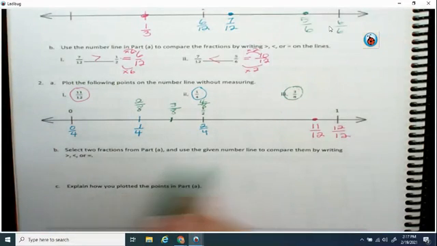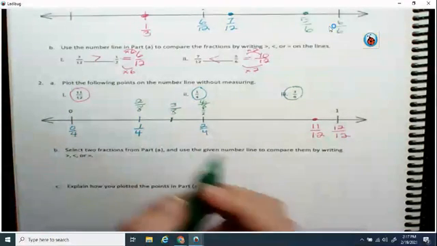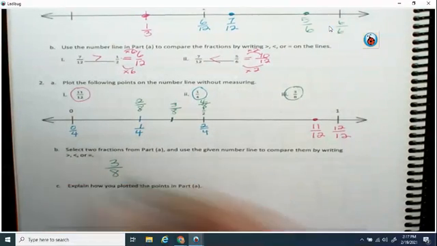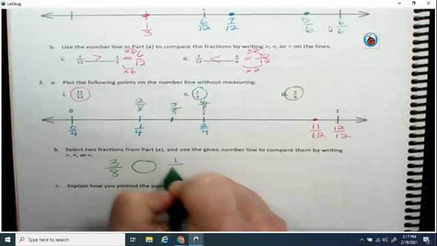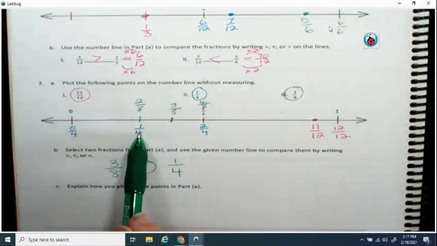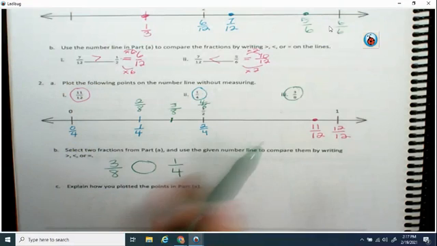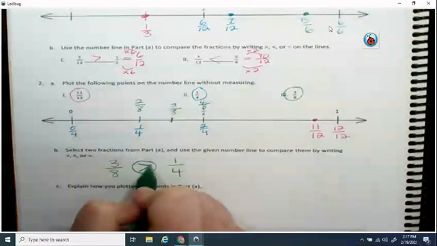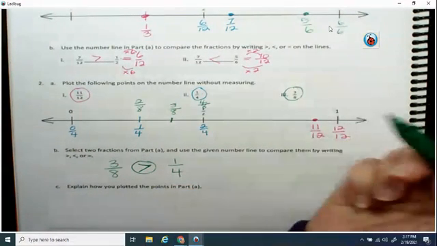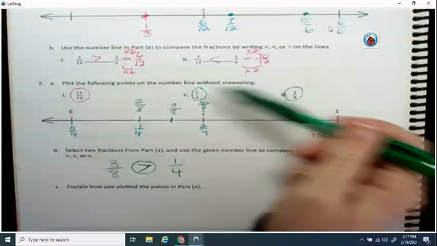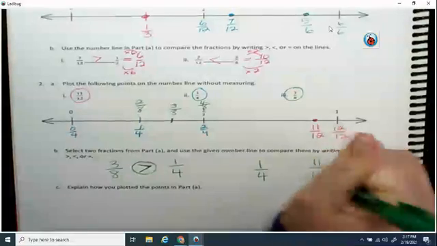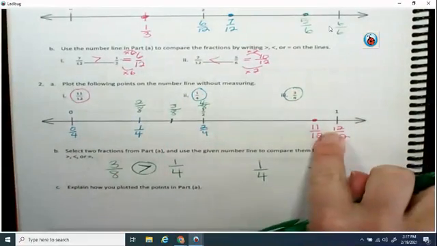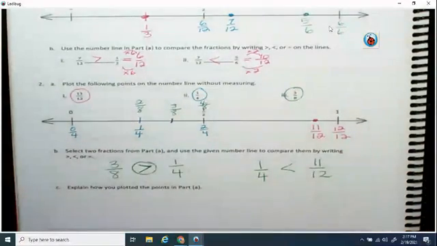Okay, so select two fractions and compare them. So 3/8, let's compare that to 1/4. Okay, so there's 1/4 and there's 3/8. 3/8 is greater than 1/4. Okay, well, let's try 1/4 and 11/12. So 1/4 and 11/12. Well, 1/4 is way down here. 11/12 is way down here. 11/12 is definitely bigger.